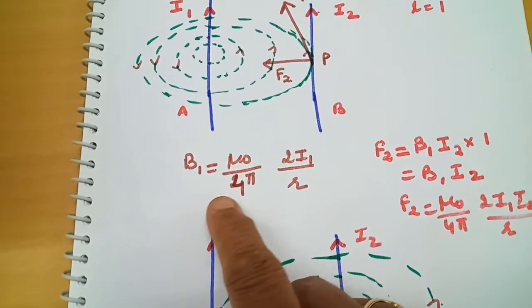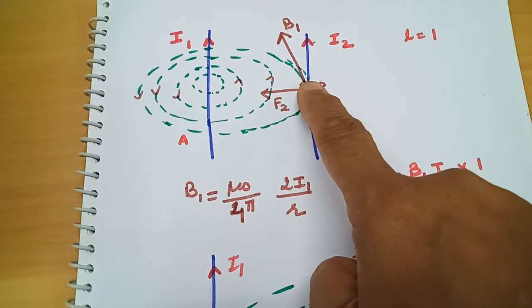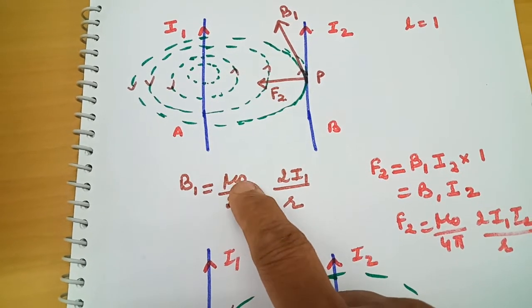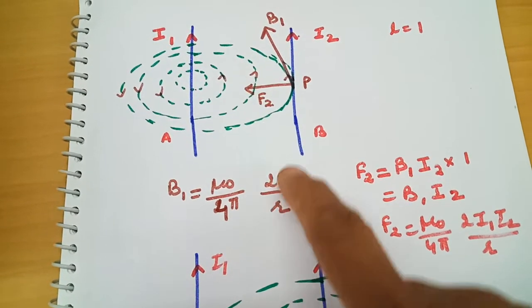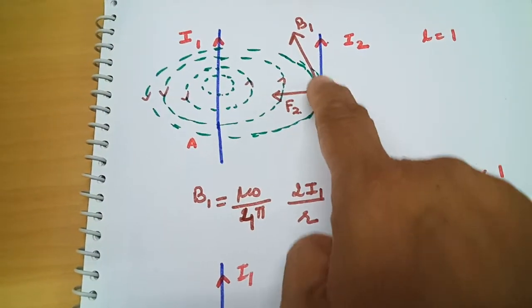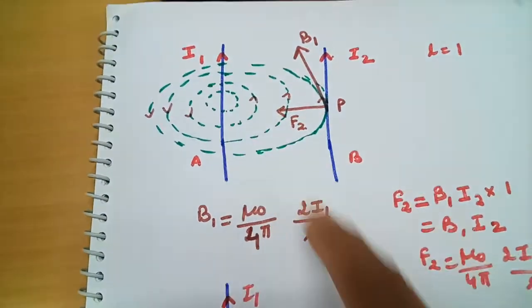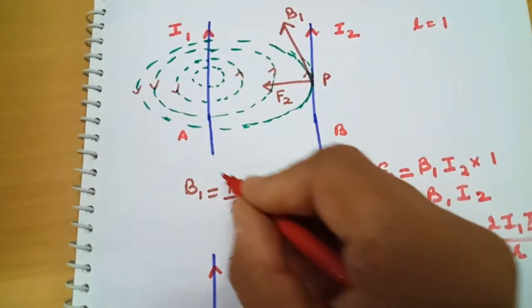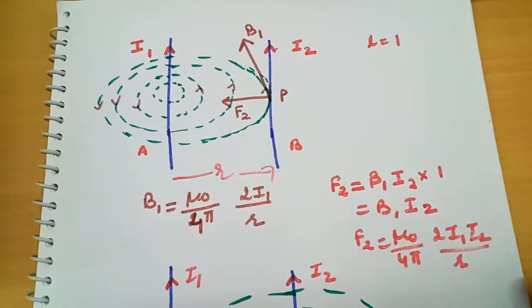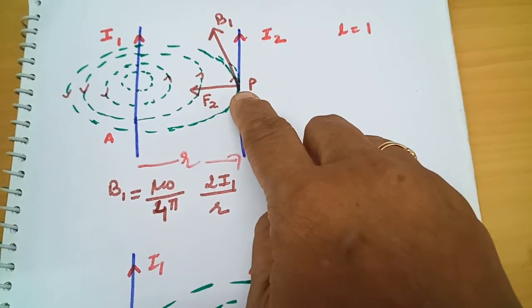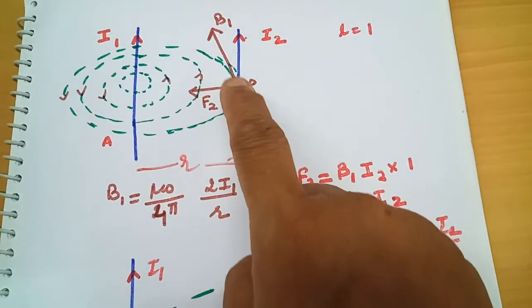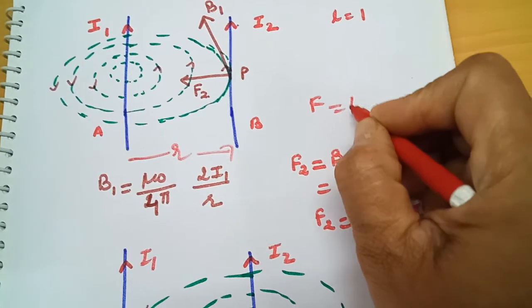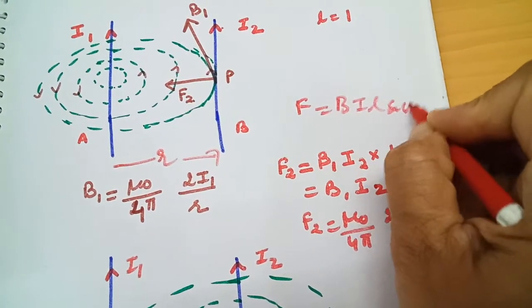Here we have taken the magnetic field B1 at this point due to the current flowing in this conductor. For a straight conductor, we have the formula for magnetic field: mu0 upon 4pi times 2I upon r, but here we will take I1 because this magnetic field exists due to the current flowing in this conductor. So 2I1 upon r, where r is the distance. Now the force developed at the point P on the conductor B is F2. The formula you are going to apply is F equals BIL sin theta.